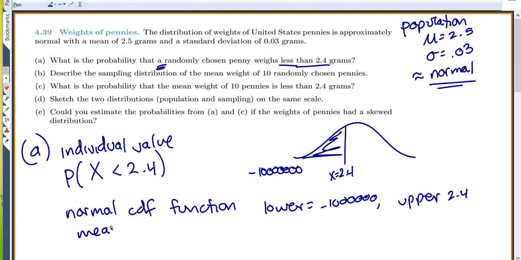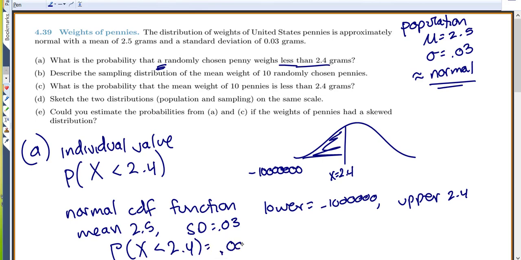My mean is 2.5, and my standard deviation equals 0.03. So put all of this into your calculator, and you should get the probability that x is less than 2.4 should be equal to 0.0004.